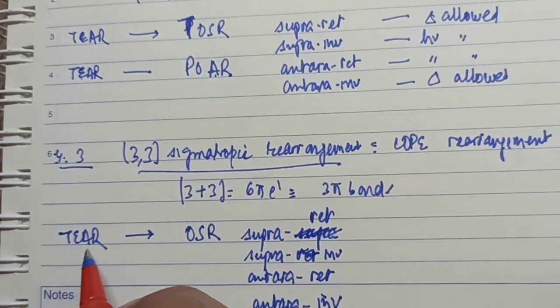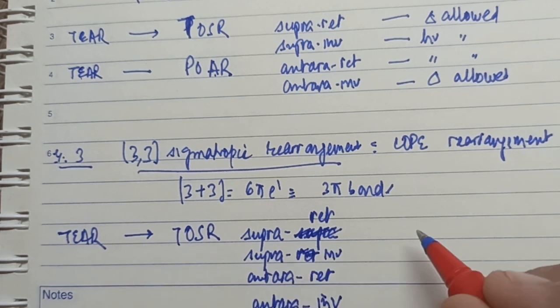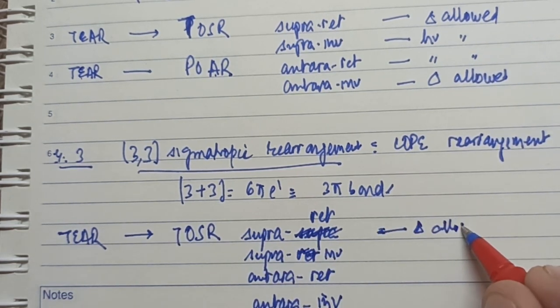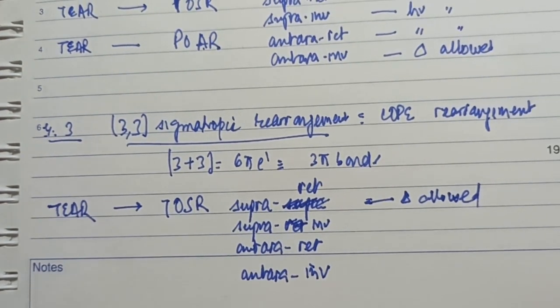I've changed even to odd. I've changed antarafacial to suprafacial. T would remain the same, therefore this process is thermally allowed. And you know that the Cope rearrangement as such is a thermally allowed process. This is how we have worked out the reaction conditions under different stereochemical modes.